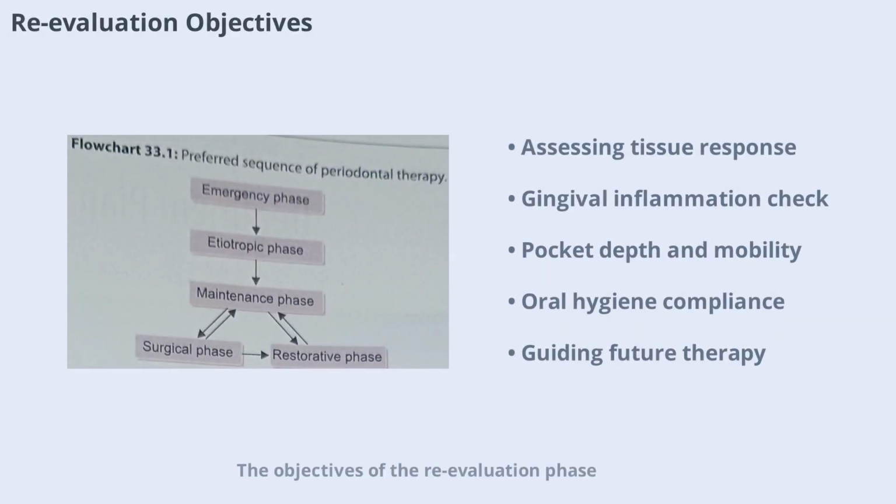The objectives of the re-evaluation phase are to assess tissue response after therapy, check for gingival inflammation, pocket depth and mobility, and evaluate patient compliance with oral hygiene. Clinicians review plaque and bleeding indices, oral hygiene status, and plan for any further periodontal therapy if needed. Re-evaluation ensures that the treatment plan has achieved its goals and guides future care for optimal periodontal health.